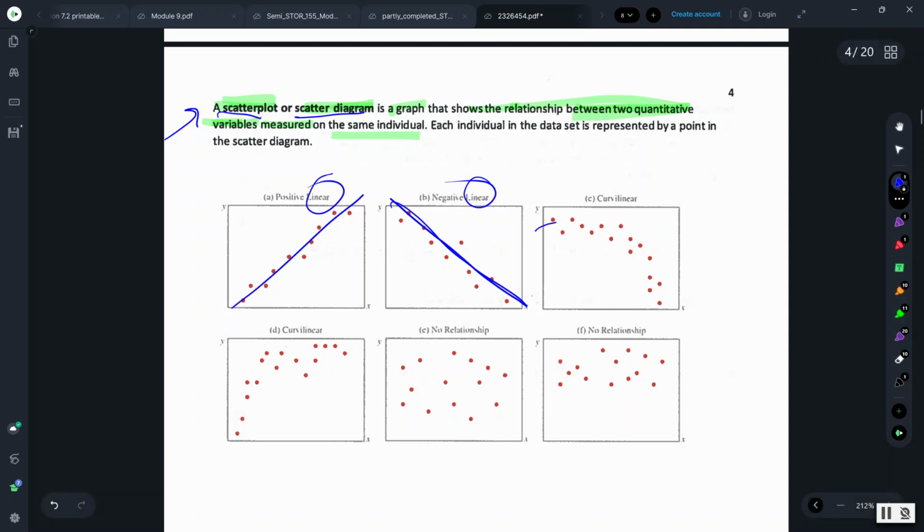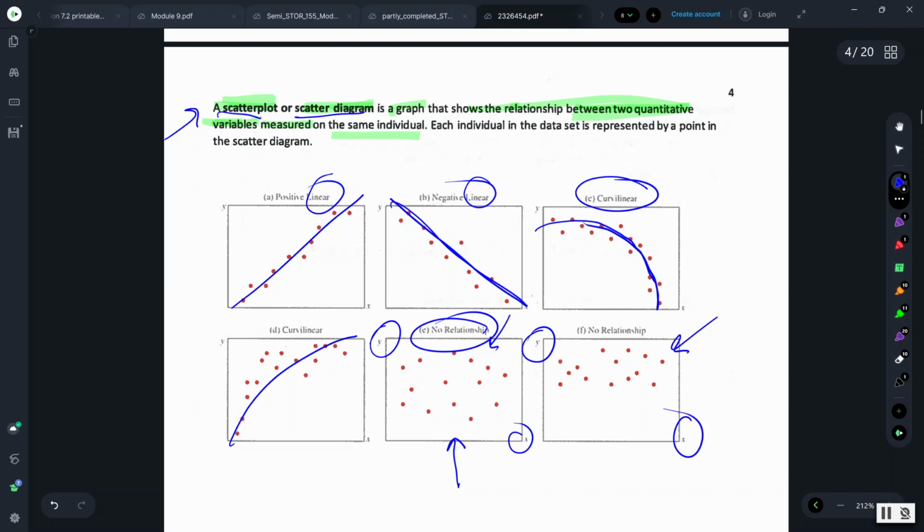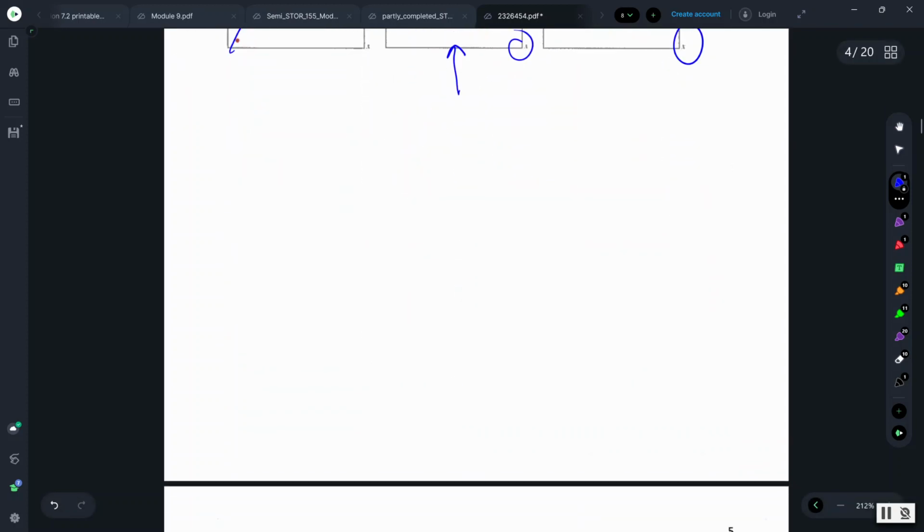For instance, in this picture or in this graph, we can see a curvilinear relationship. The same goes for this graph. And in this case, we see no clear-cut pattern. We see no relationship between y and x. So also do we have in the last picture here. With that said, let's move on to page 5.